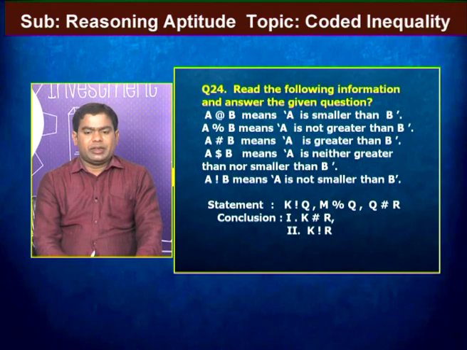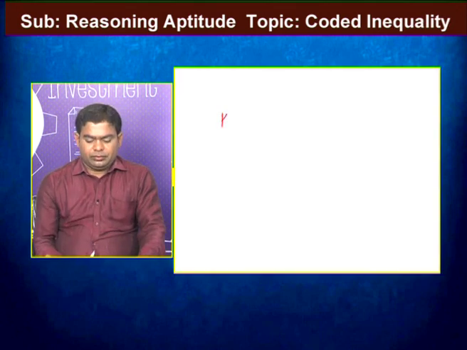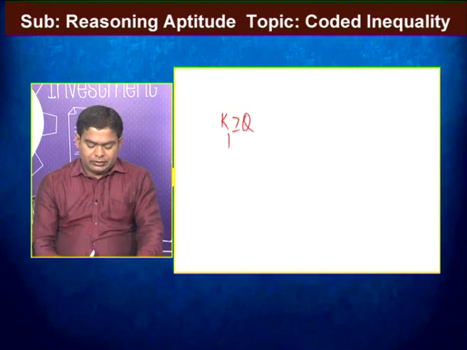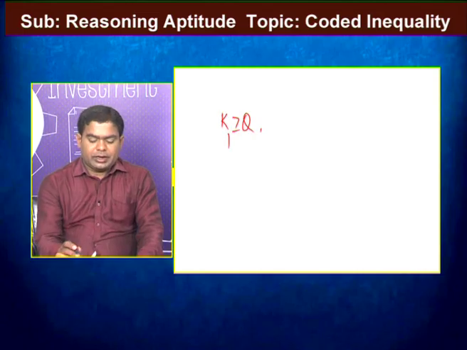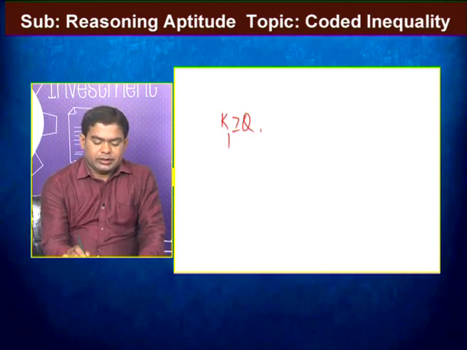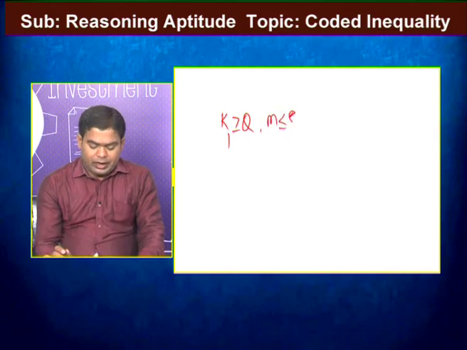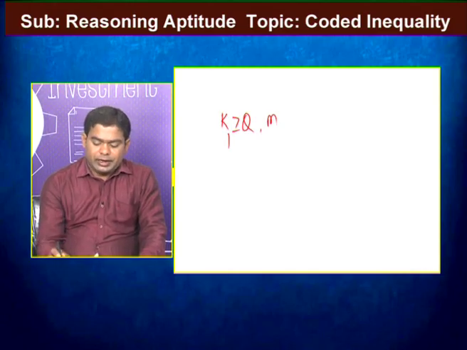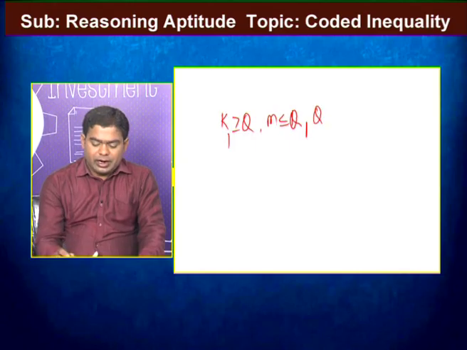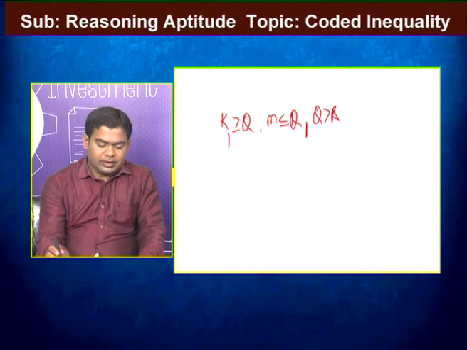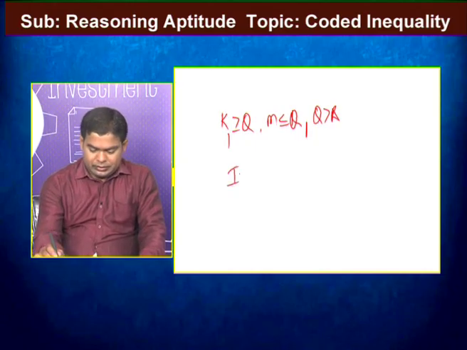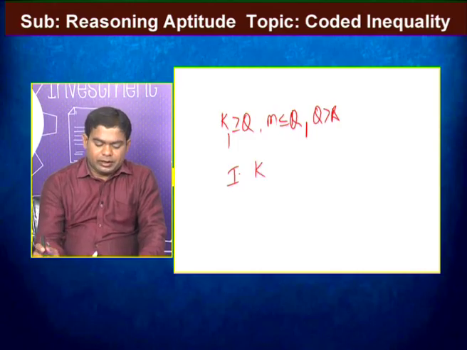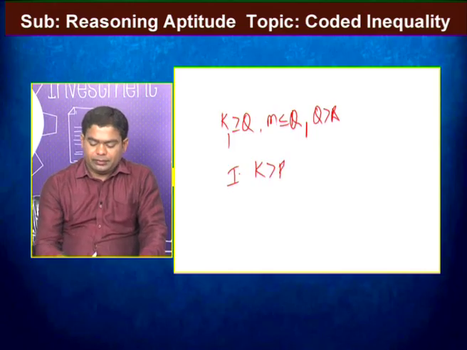So we apply these inequalities to the given statement and conclusions. Here the explanation: K exclamatory Q means K greater than or equal to Q, and our statement is M percentage Q. M percentage Q means percentage is denoted less than or equal to, that means M less than or equal to Q. Again our statement is Q hash R. Hash is denoted greater than, that means Q greater than R. So this is the combined statement.